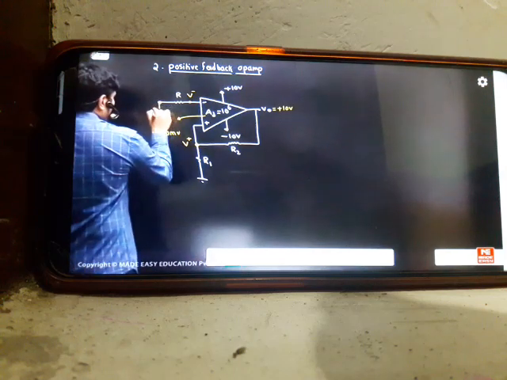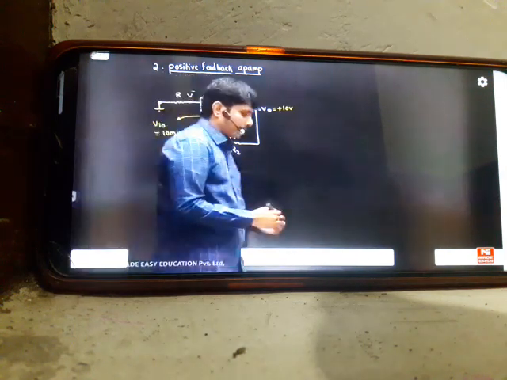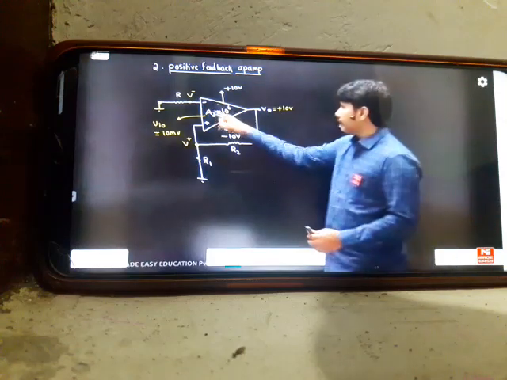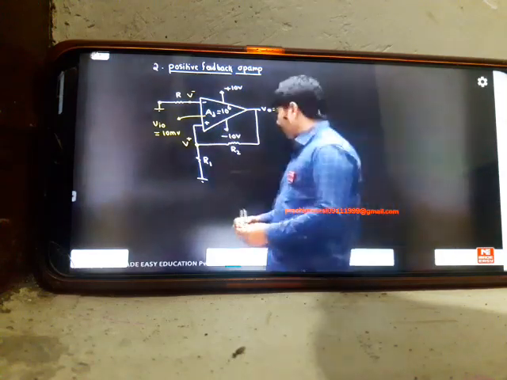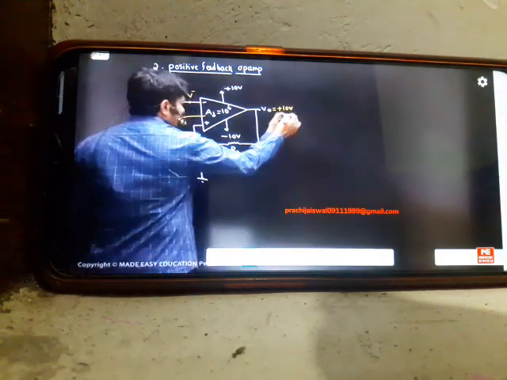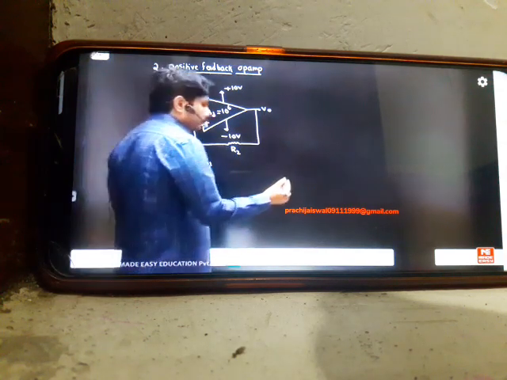Suppose here I made both sides ground. You are not seeing any input, but there is some input called offset inside, which is 10 millivolts. Then what is the output? We can explain like this. I'll take the model and explain.